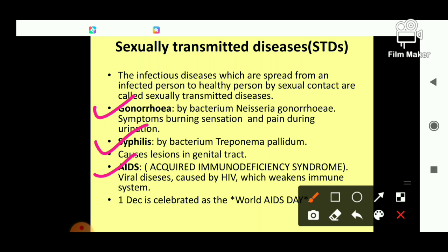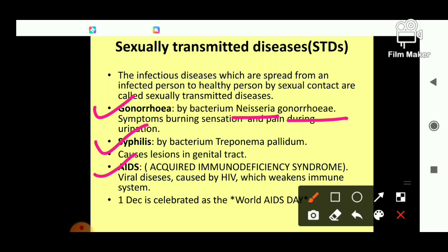Gonorrhea is caused by the bacterium called Neisseria gonorrhoeae, right? The victim feels a burning sensation and pain during urination, and the disease causes inflammation of the mucous membrane of the urinogenital tract, rectum, throat, eyes also. There may be pus from the genital organs, and it is spread by sexual contact. The disease is easily curable with antibiotics.